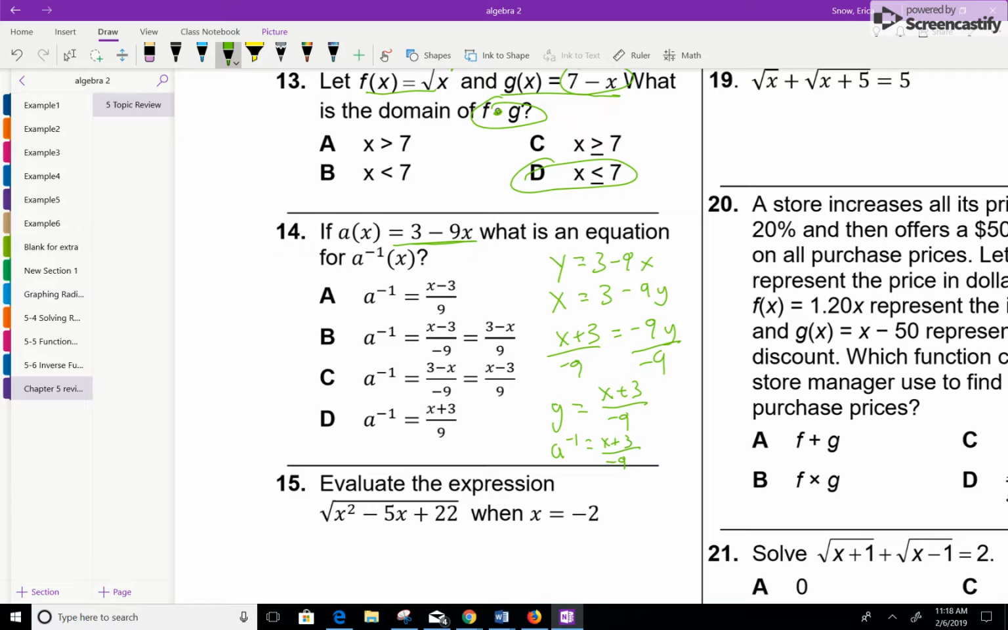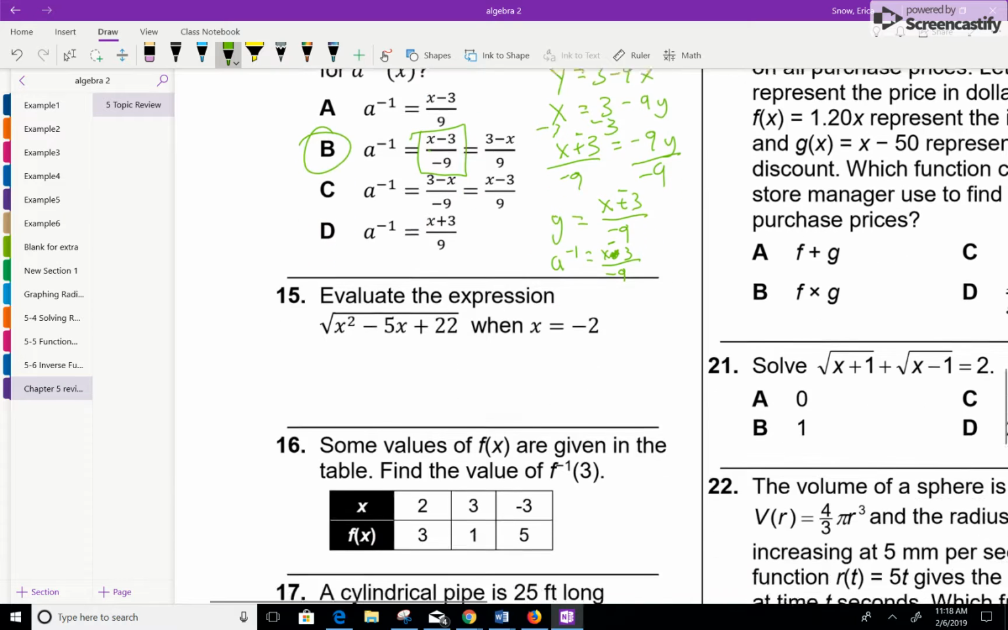Oh, sorry, guys. I made a mistake. This should be negative 3. So x minus 3 over negative 9, which is going to be 3 minus x. Right there, x minus 3 over negative 9 is right there. Sorry. Don't skip steps, because then you make mistakes.